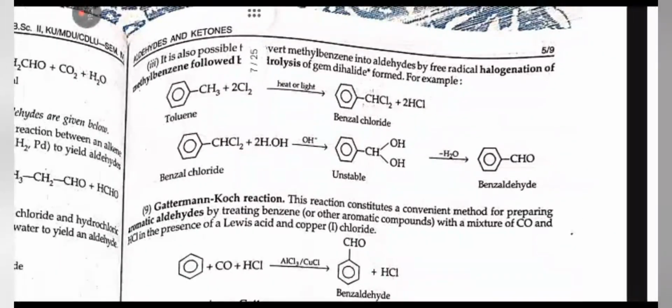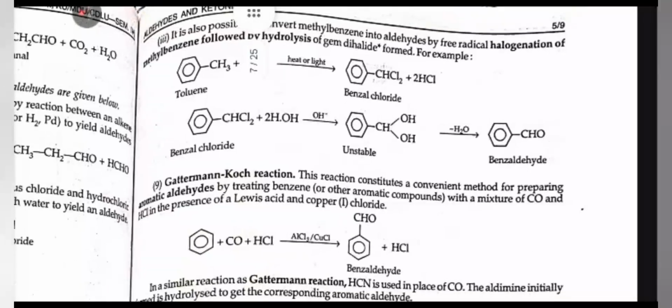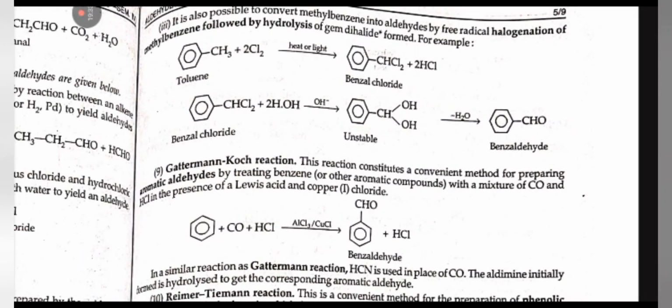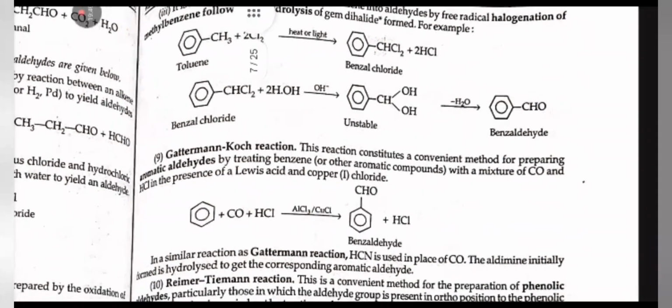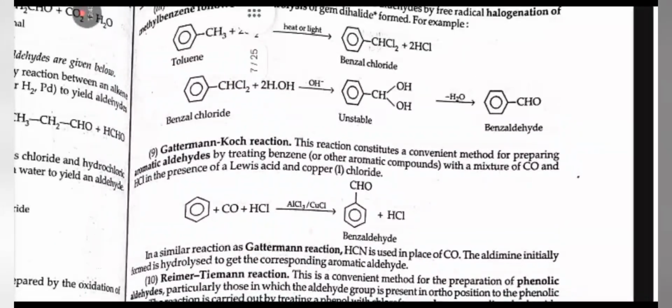Next, it is also possible to convert methyl benzene into aldehyde by free radical halogenation of methyl benzene followed by hydrolysis of the gem-dihalide formed. For example, toluene on reaction with Cl2 with heat or light gives benzyl chloride plus HCl.